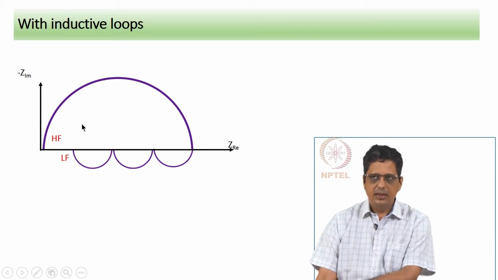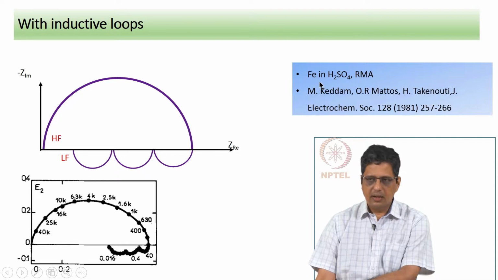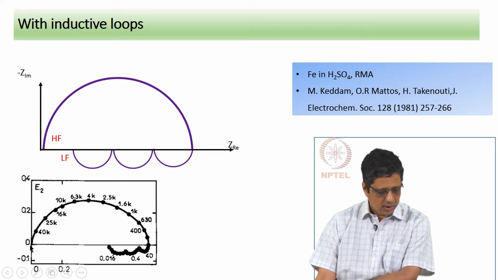Next example is data with 3 inductive loops at the low frequencies. This is in case of iron dissolving in sulfuric acid. This is published by Professor Kedam in 1981. This is the actual data.